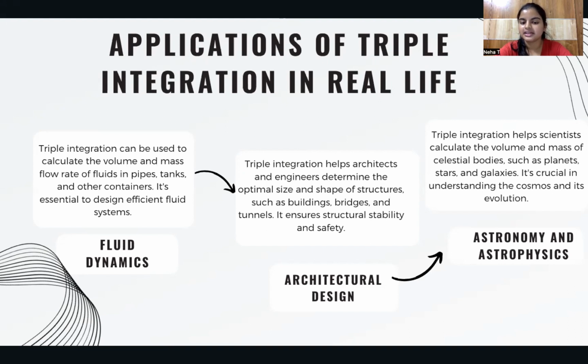The next one is architectural design. It helps architects and engineers determine the optimal size and shape of structures, such as buildings, bridges, and tunnels. It ensures structural stability and safety. The last one is astronomy and astrophysics. It helps scientists calculate the volume and mass of celestial bodies such as planets, stars, and galaxies. It's crucial in understanding the cosmos and its evolution.